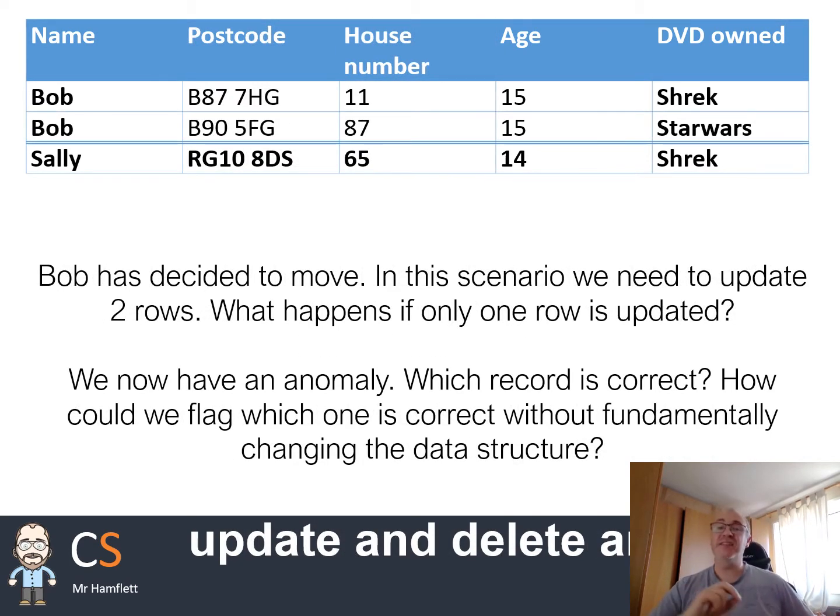Data redundancy has an issue with efficiency, space and CPU time, but it also has other knock-on effects. And this is update and delete anomalies. Now, this becomes a bigger problem. So if I've got Bob in my database twice, you can see here I've got Bob twice, and Bob's moved house. So he's moved to B90.